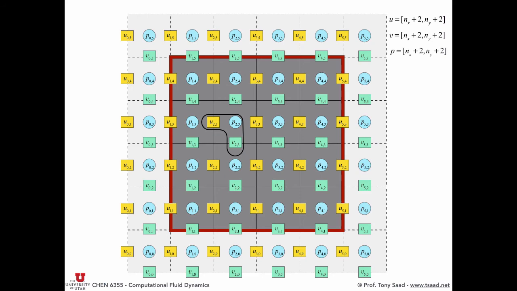So if you pick any cell, P32, then to the left faces of P32, you're going to have U32 and V32. Okay? Same thing for any cell. And we start all the way from the bottom. So this is U00 and this is V00, and so on, all the way to the end.